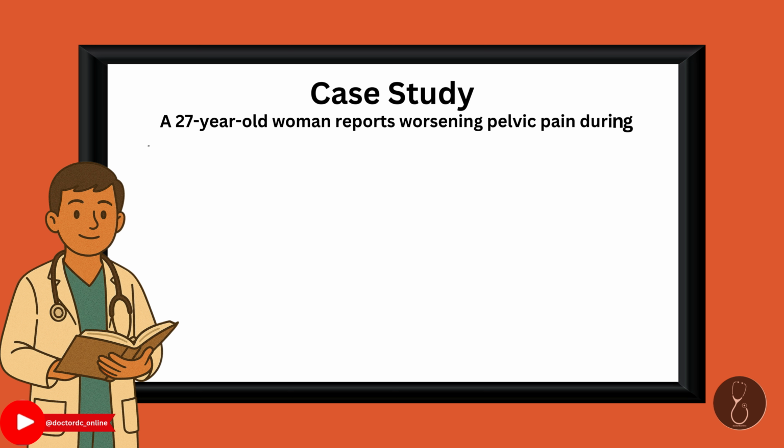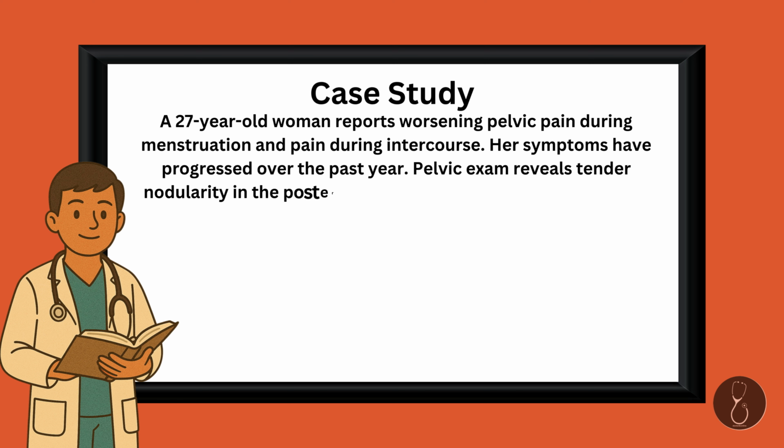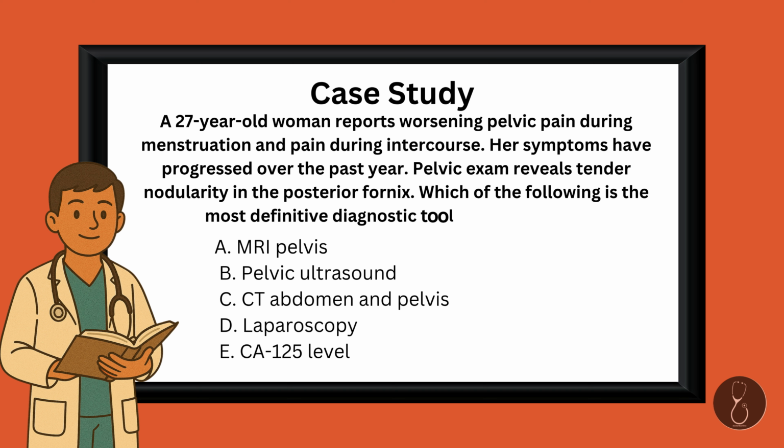A 27-year-old woman reports worsening pelvic pain during menstruation and pain during intercourse. Her symptoms have progressed over the past year. Pelvic exam reveals tender nodularity in the posterior fornix. Which of the following is the most definitive diagnostic tool for this patient? A. MRI pelvis. B. Pelvic ultrasound. C. CT abdomen and pelvis. D. Laparoscopy. E. CA-125 level.